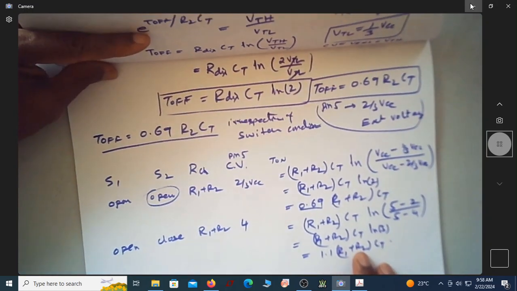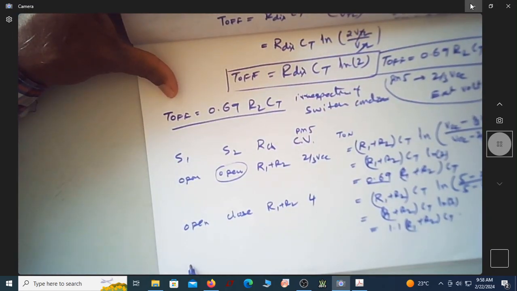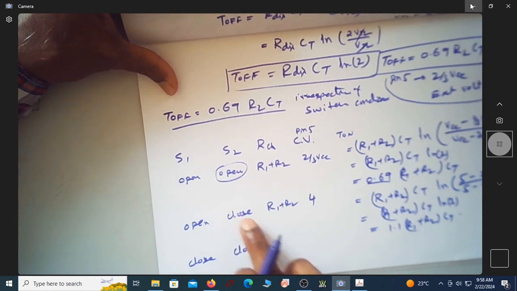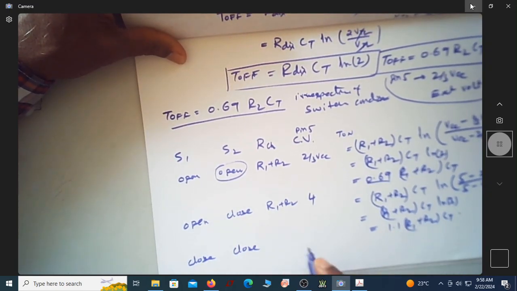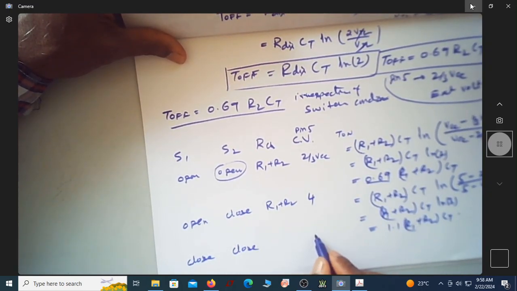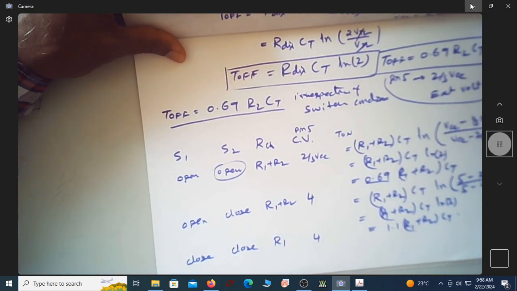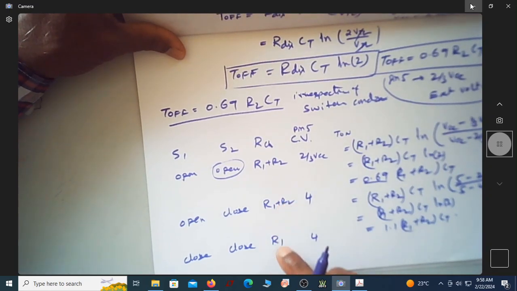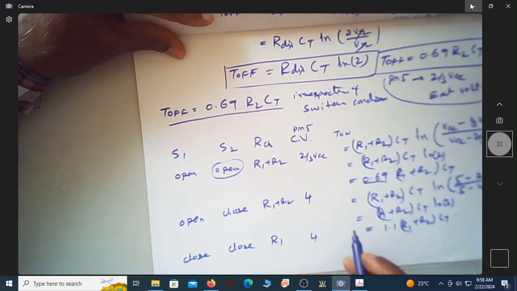Okay, this is the expression. Suppose it is closed. You know that when it is closed, it is 1.1. So now when it is closed, is this 4 volt? When this is also closed, is it not simply R1? Because the charging is bypassing R2, so there is no R2 coming here. So what is the expression?